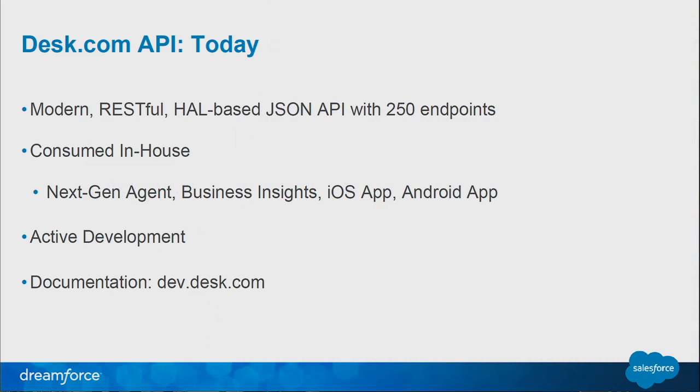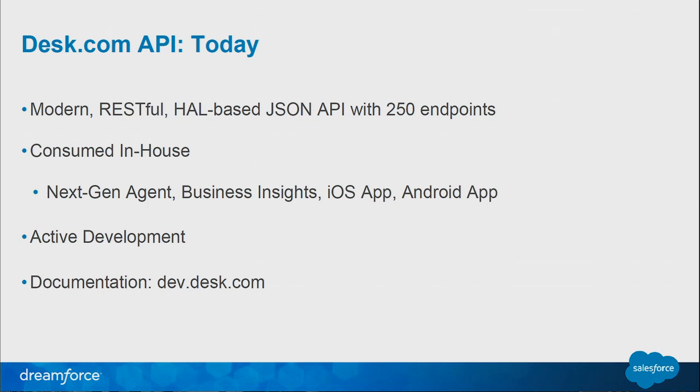We currently have a modern RESTful HAL-based JSON API with about 250 endpoints. We spent the past couple of years building this out. Basically, all of that has been put together just to make an API that developers want to consume. We consume it in-house. We have third-party developers obviously consuming it as well. And we take all that feedback, put it all together, and make something that works for everyone.